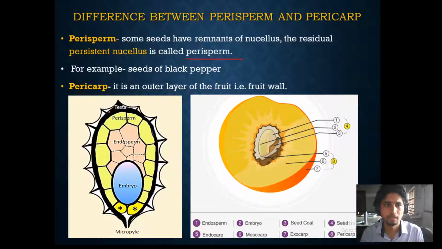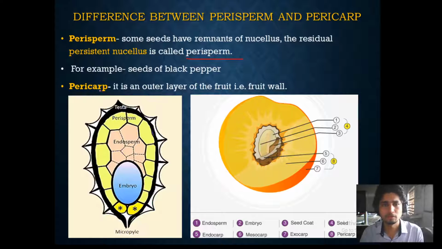Here in this picture, there is the embryo, and we know the embryo is present at the micropylar end and is surrounded by the endosperm and this perisperm. We know that perisperm is formed due to persistent nucellus. So nucellus is forming into the perisperm after the fertilization. An example for perisperm is black pepper, and the next word is pericarp.